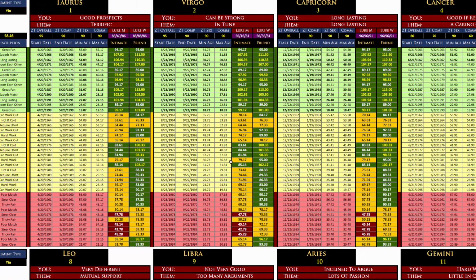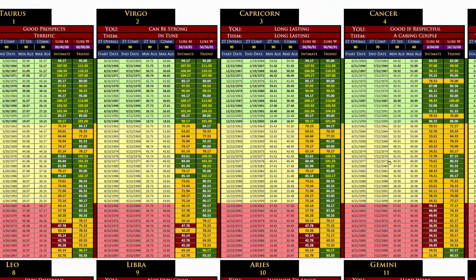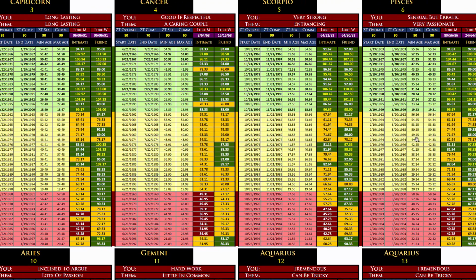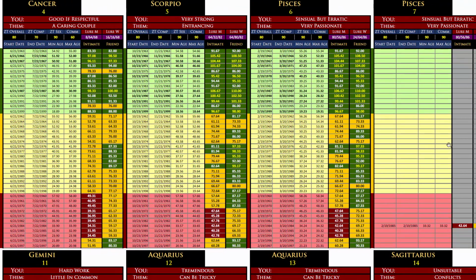Now, as you go to the right, you're going to see that the quantity of the relationships in green kind of dwindle, or they fluctuate, or they change.